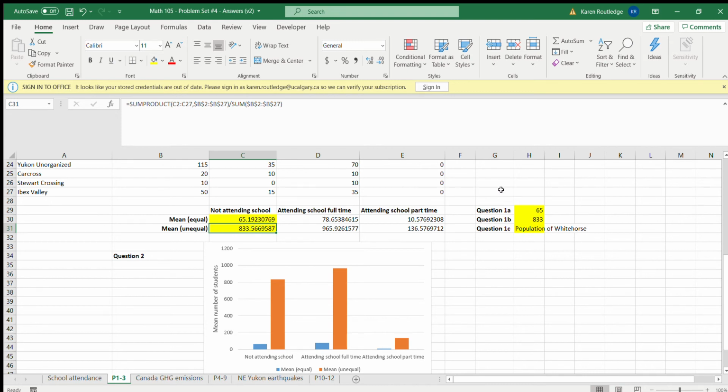So that is question 1A, 1B. Question 1C asks, well, clearly these are different, 65 to 833. Why are they different? Yes, we're using two different approaches. One has equal weights and one has unequal weights. But why does that matter? Why aren't they giving the same number? Or I guess you can think about it: what is the weighting doing that makes these values different?